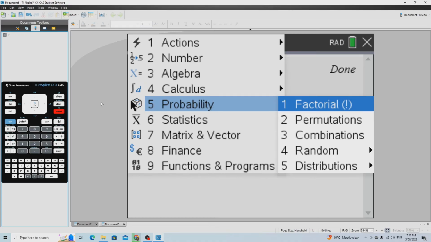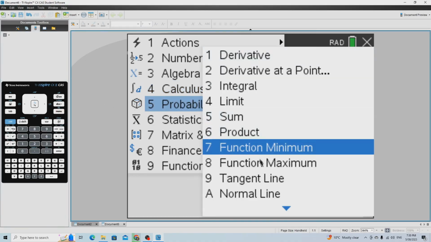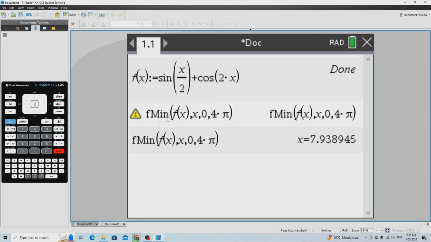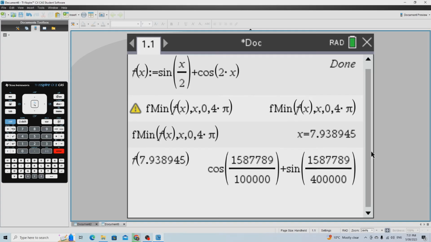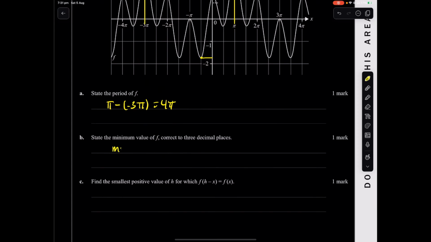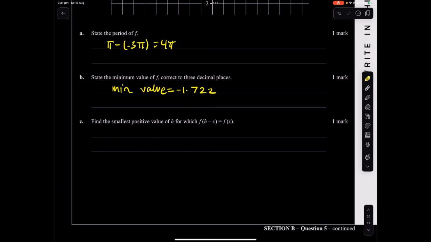So to find the minimum, we'll go on calculus, minimum value of f of x, comma x, comma from, let's just give a value, 0 to 4 pi. And control enter gives us this value over here. So we can sub that value in over here, and that gives us negative 1.72 blah blah blah. So your min value is negative 1.722.